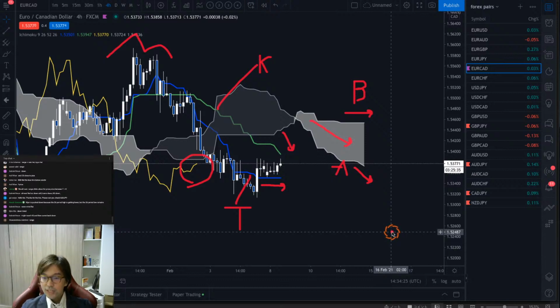Kijun Sen is pushed down because the 26 period high is getting lower, but the 26 period low remains. Yeah, it's flat, okay, it's flat. You change your mind to flat, okay? So downtrending, might touch Kijun Sen and come back down. Yep, range, okay.